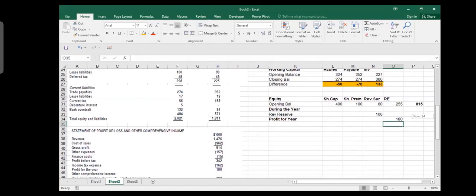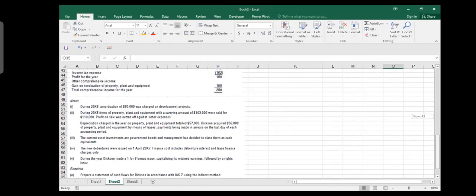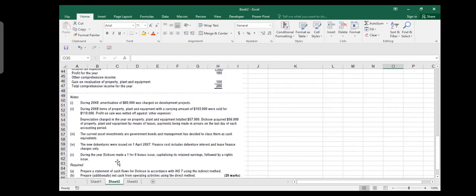Then they told you that you issued some shares, followed by a rights issue. So during the year, Dixon made a 148 bonus issue capitalizing its retained earnings. What does that mean, capitalizing retained earnings? It means you are paying from retained earnings. Normally when you issue shares, your double entry is debit cash, credit share capital. This is the normal entry.